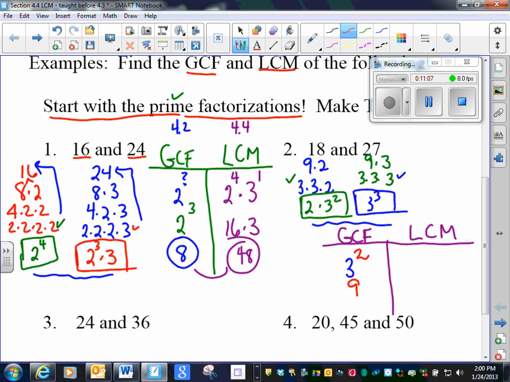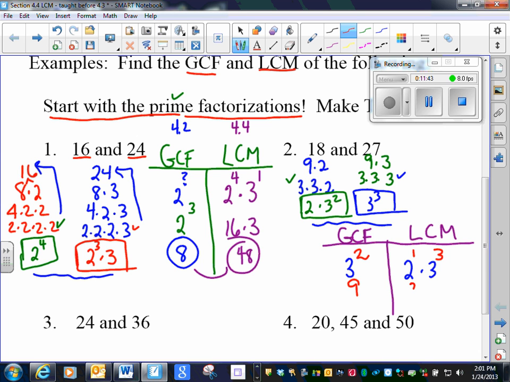For the LCM, I go back to my boxes and now I'm going to write down every single base I see. The 3 I see in both boxes, but I only write it down as a base once. Now I'm going to put my exponents, and instead of taking the smallest, I'm going to take the biggest exponent I see. 2, the only exponent I see is the ghostly 1. That's 2 to the first power. 3 is to the second power here, and to the third here, so I'm taking the bigger one.